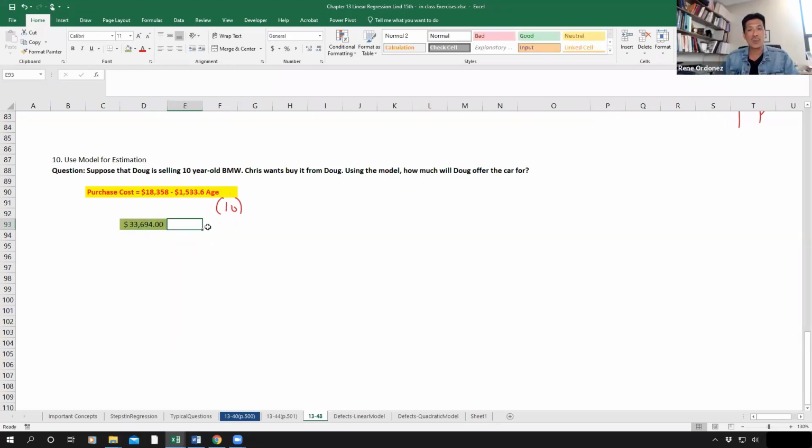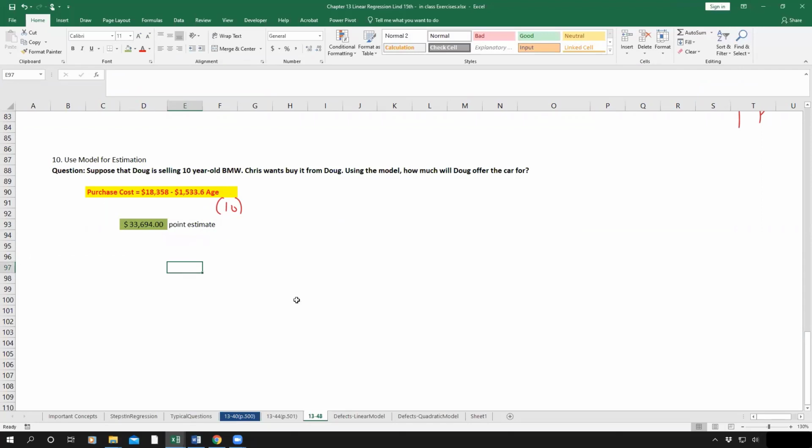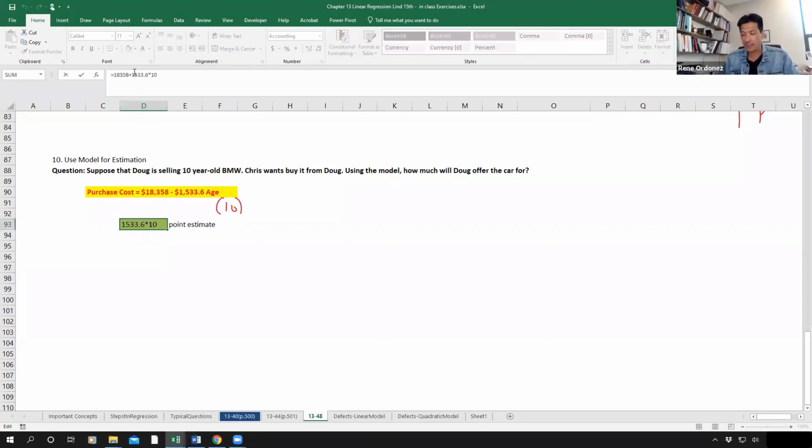So this is what we call the point estimate. What was that supposed to be, adding or subtracting? Subtracting. Oh, thank you. Good catch. So Doug's car is now only valued at 3,000.